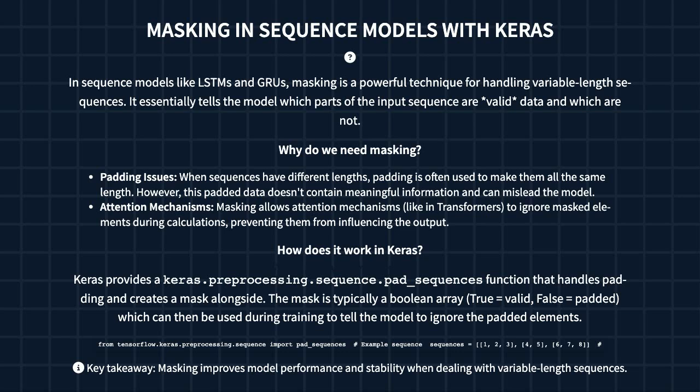Masking is a clever solution. It tells the model which parts of the input are actually meaningful and which are just padding. We use a Boolean mask: true for valid data, false for padding, and the model learns to ignore those padded areas during training. This leads to much better results, especially when using attention mechanisms like you'd find in transformers.